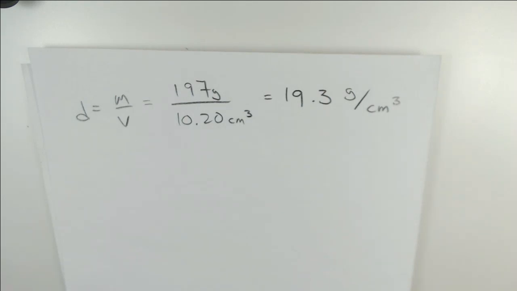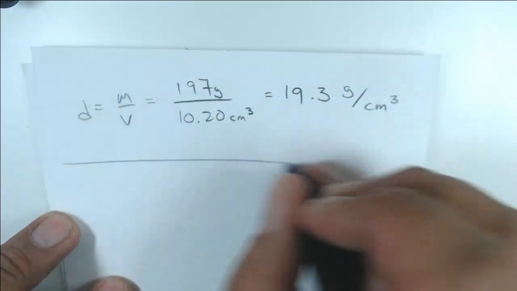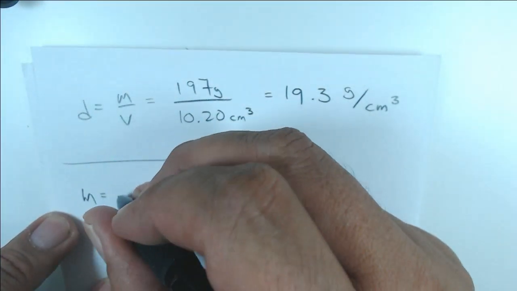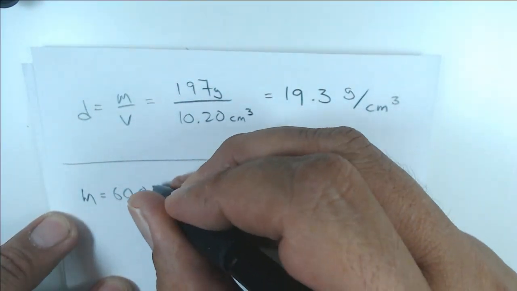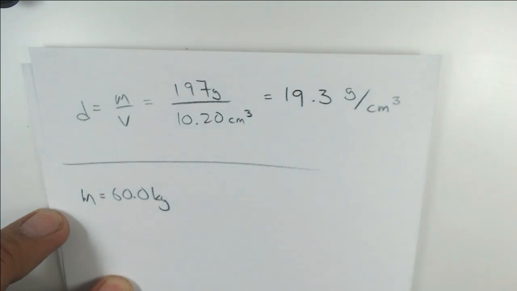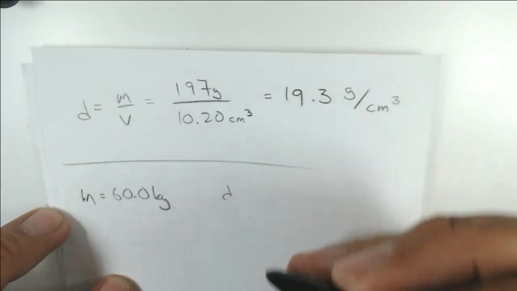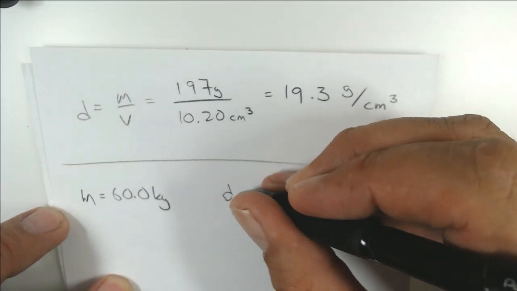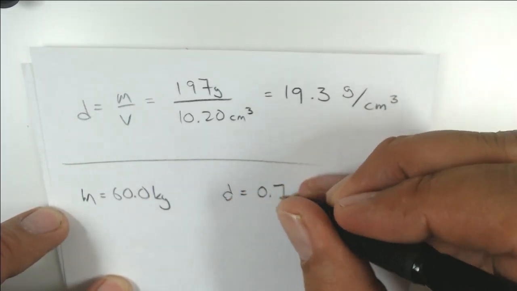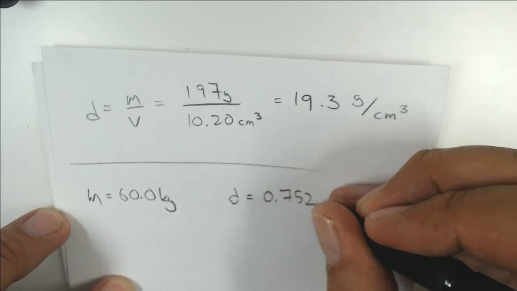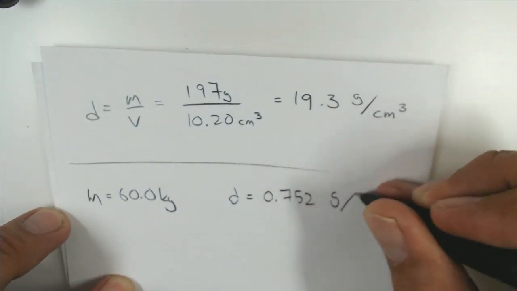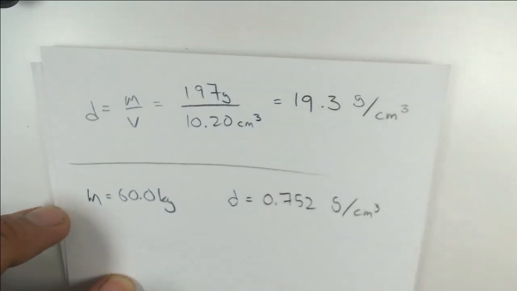All right, the next question asks about some gasoline. So you have some gasoline that has a mass of 60.0 kilograms. And we also know that the density for gasoline is about 0.752. The units are grams per centimeter cubed.